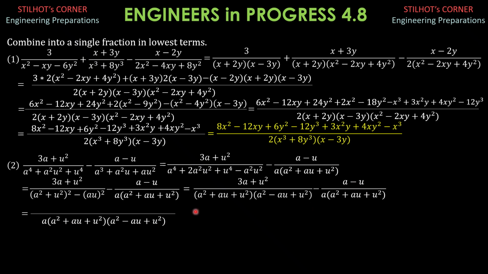So LCD divided by the denominator of the first term is equal to a. So we have quantity 3a plus u squared times a. Then minus quantity a minus u, LCD divided by this denominator here is a squared plus au plus u squared. So minus quantity a minus u times a squared plus au plus u squared. Sorry, a squared minus au plus u squared, because this is supposedly minus.